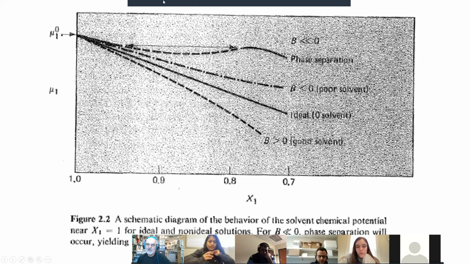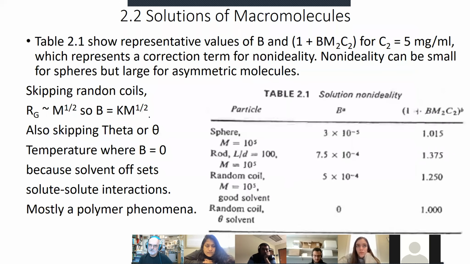All right, so here's that plot again. Chemical potential of the solvent is a function of the concentration of the solute. In an ideal solution, it's just a straight line. If it's non-ideal, it curves down because B is bigger than 0. If B is attractive to itself, then it actually curves up a little bit. If it's too attracted to itself, then it may actually phase change. These are the general depictions of what you might get in a general cartoon for the chemical potential of the solvent in terms of the solute.